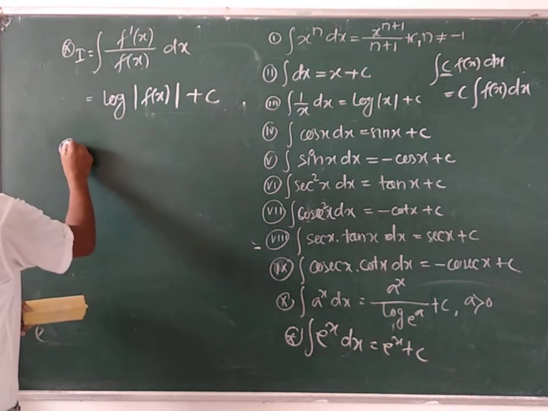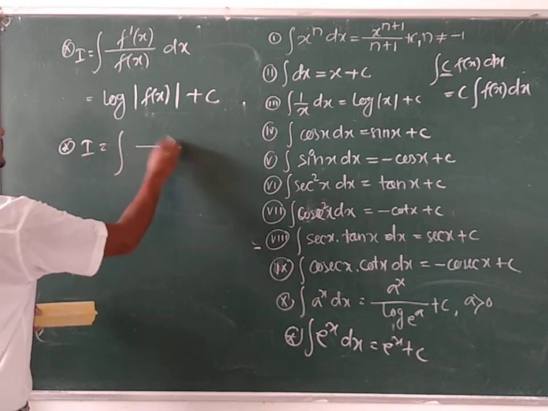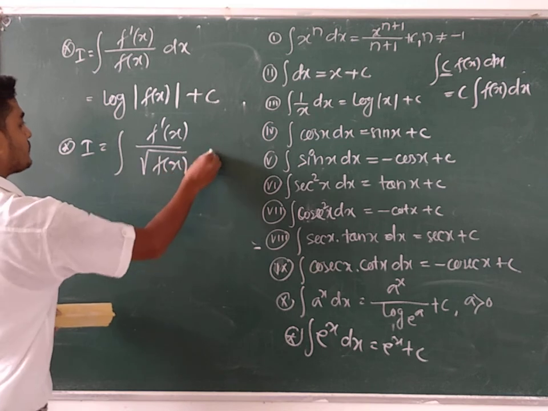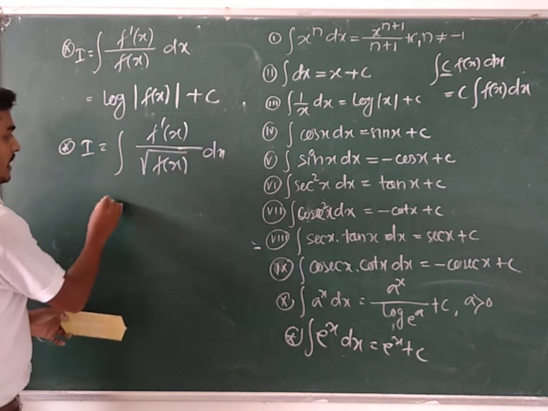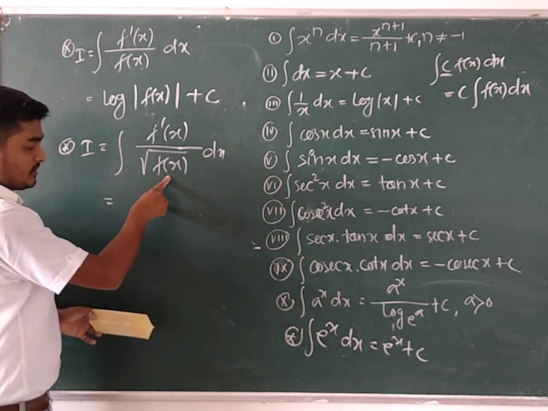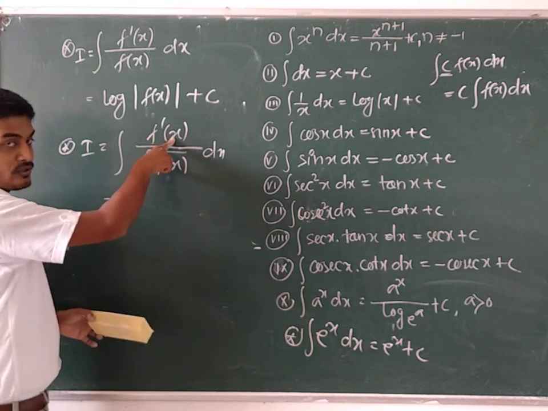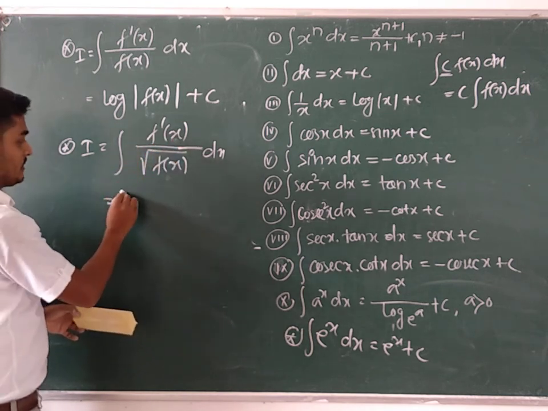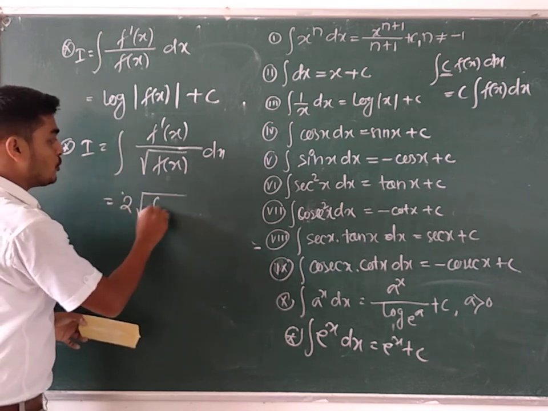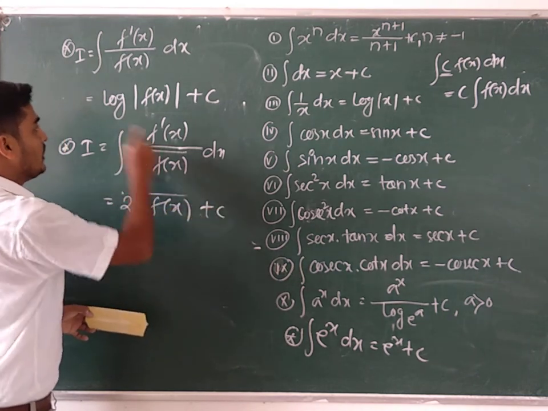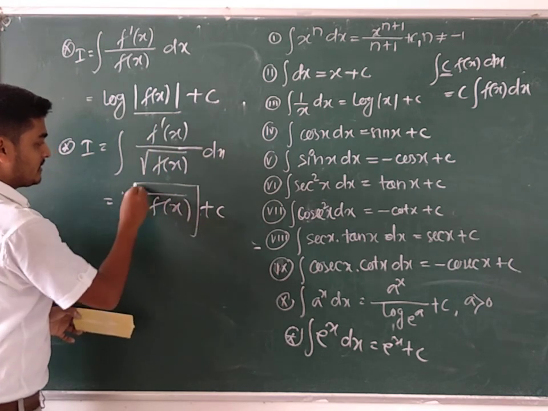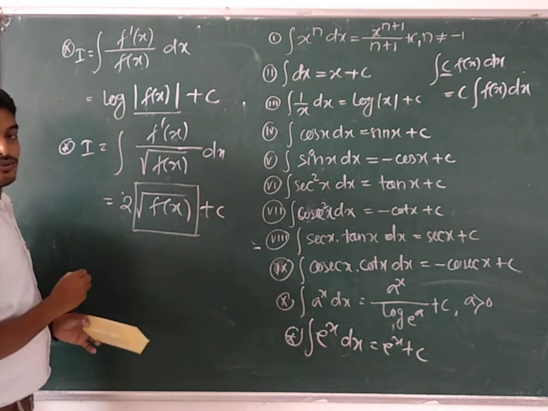Next one, f dash x by square root of f of x. The answer: here the differentiation of the denominator is equal to the numerator, no doubt. Differentiating the denominator gives the numerator, but a square root should be there. It is 2 times the square root of the denominator. This is the denominator, am I correct?